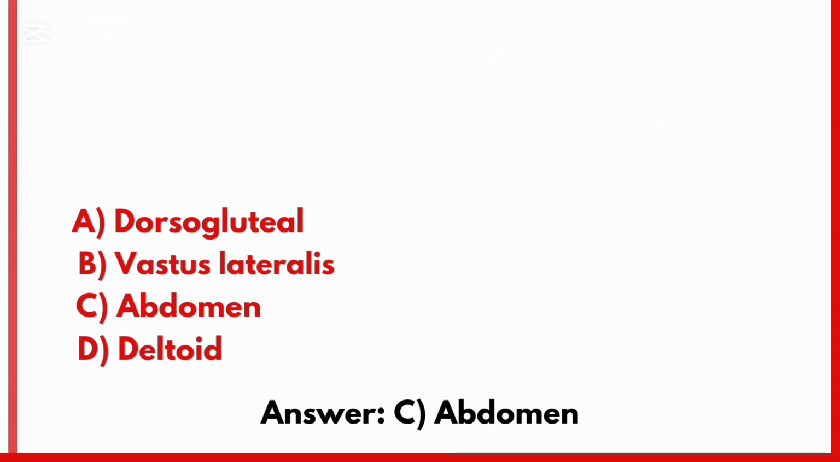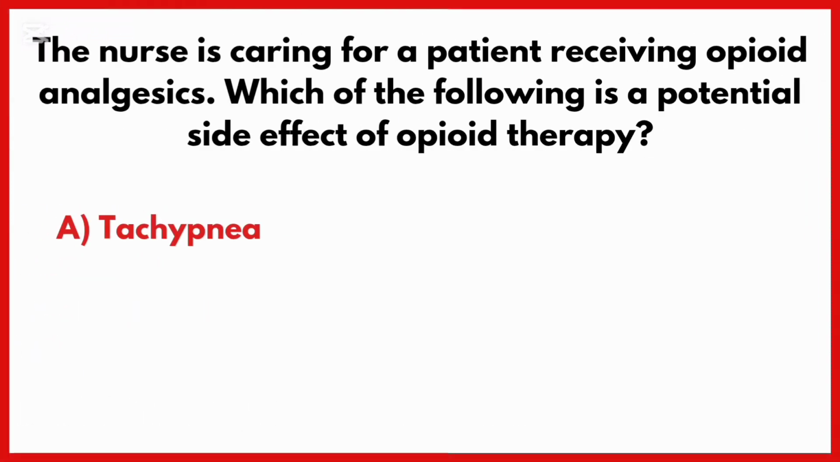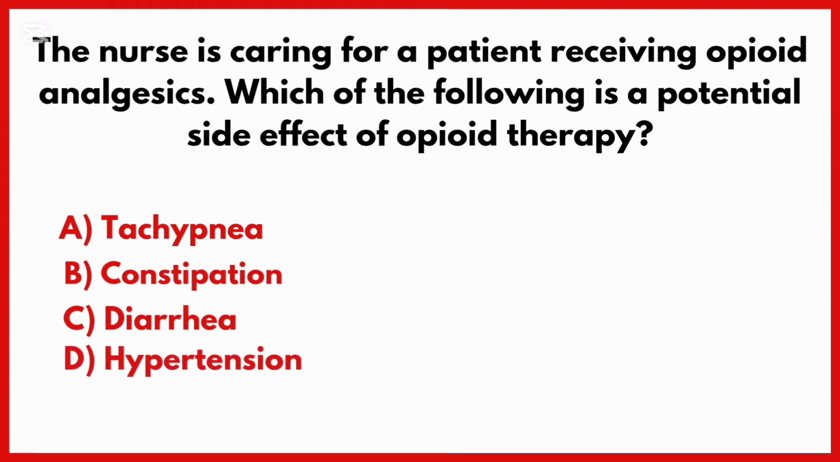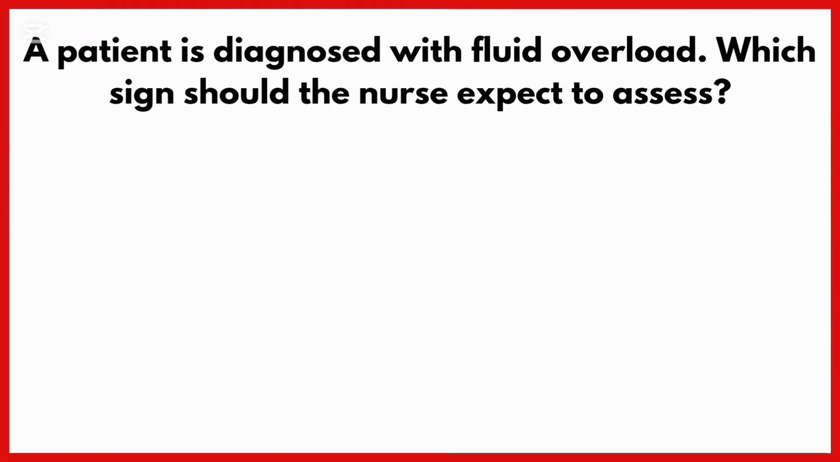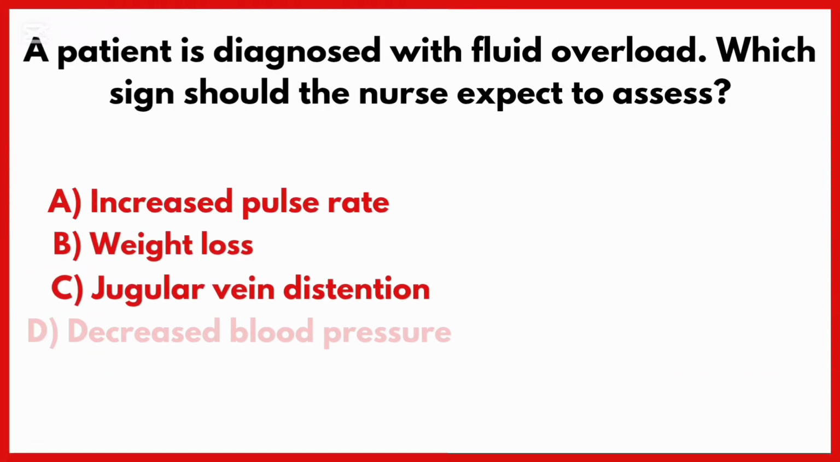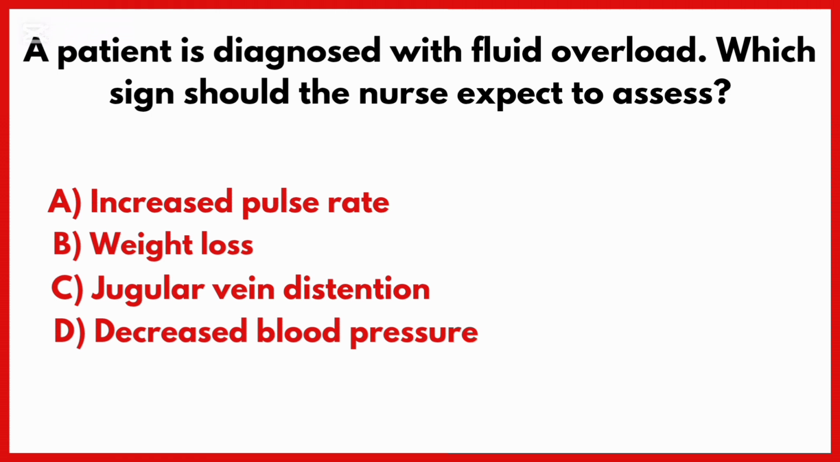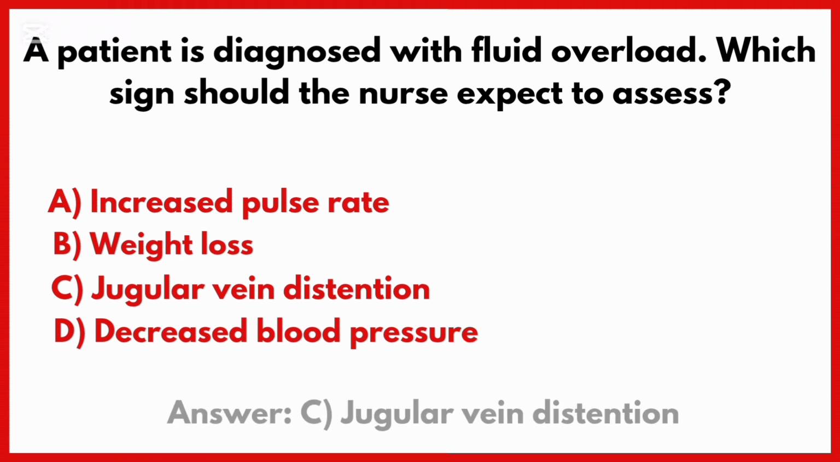Abdomen. The nurse is caring for a patient receiving opioid analgesic. Which of the following is a potential side effect of opioid therapy? Correct answer is option B. Constipation. A patient is diagnosed with fluid overload. Which sign should the nurse expect to assess? Correct answer is option C.